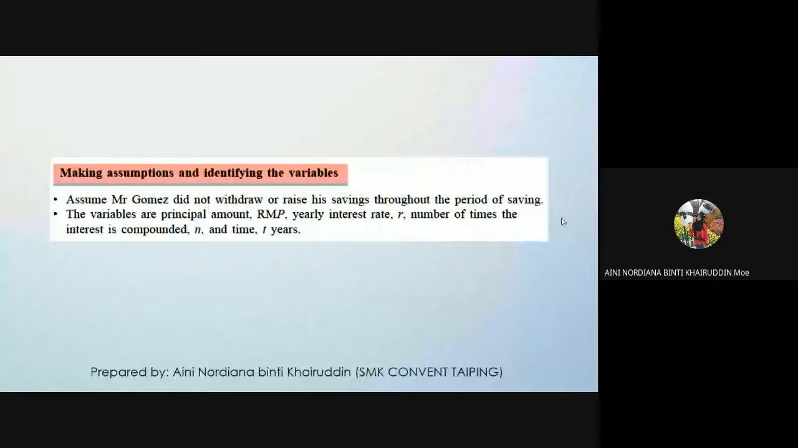So step 2, making assumption and identifying the variables. Assume Mr. Gomez did not withdraw or raise his saving throughout the period of saving. The variable are principal amount, RMP, yearly interest rate, R, number of time of interest is compounded, N, and time, T years. Variable ni semua you dah belajar masa form 3.